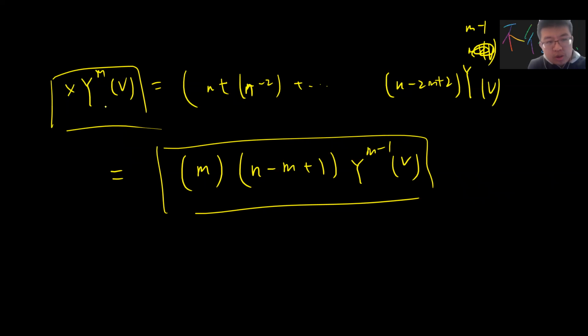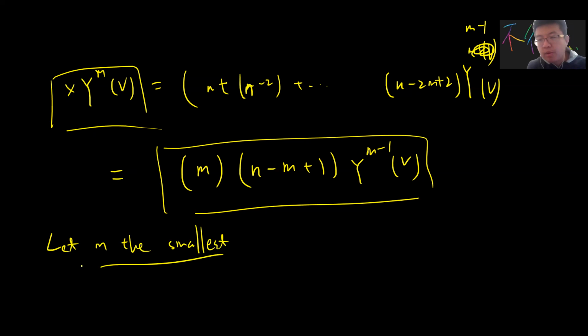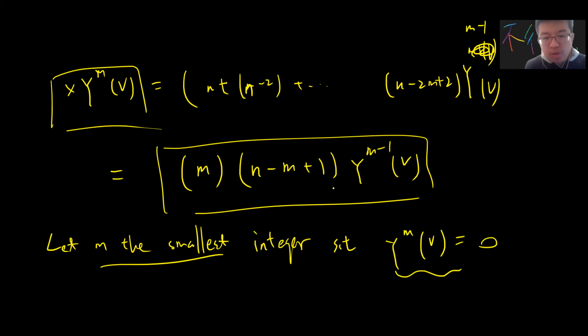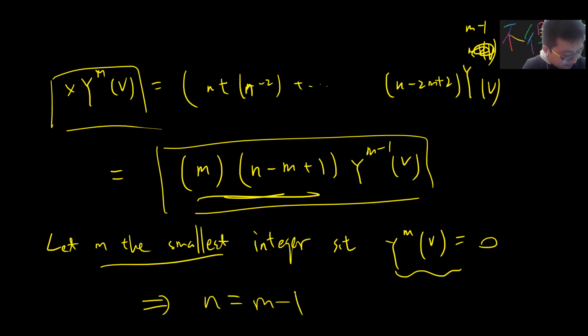Things need to be finite dimensional, so now I can put a cutoff on y. Let m be the smallest integer such that y^m v is 0. If m is the smallest integer such that y^m v is 0, that means the factor m times (n minus m plus 1) should be 0. But m cannot be 0, so the only case is n equal to m minus 1. So what I'm saying is that m is n plus 1.